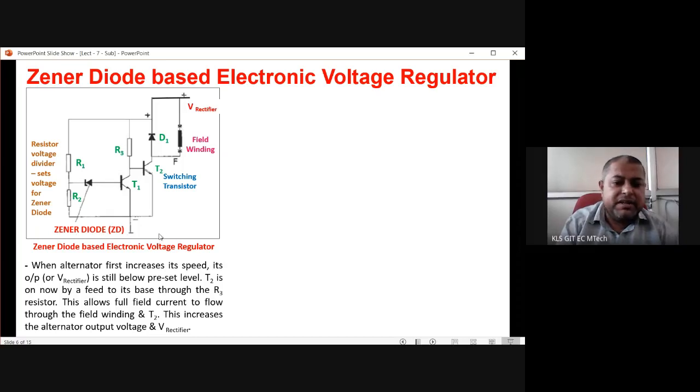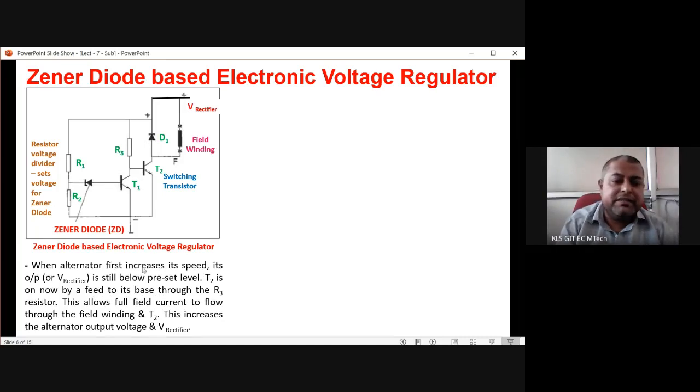When the alternator first increases its speed, its output is still below the preset level. That means this voltage is 14 to 14.2. T2 is now on by a feed through its base through the resistance R3. So when this voltage is between 14 to 14.2, through R3 the base of T2 is given some voltage, and this allows the full field current to flow through the field winding. This increases the alternator output voltage and V rectifier.